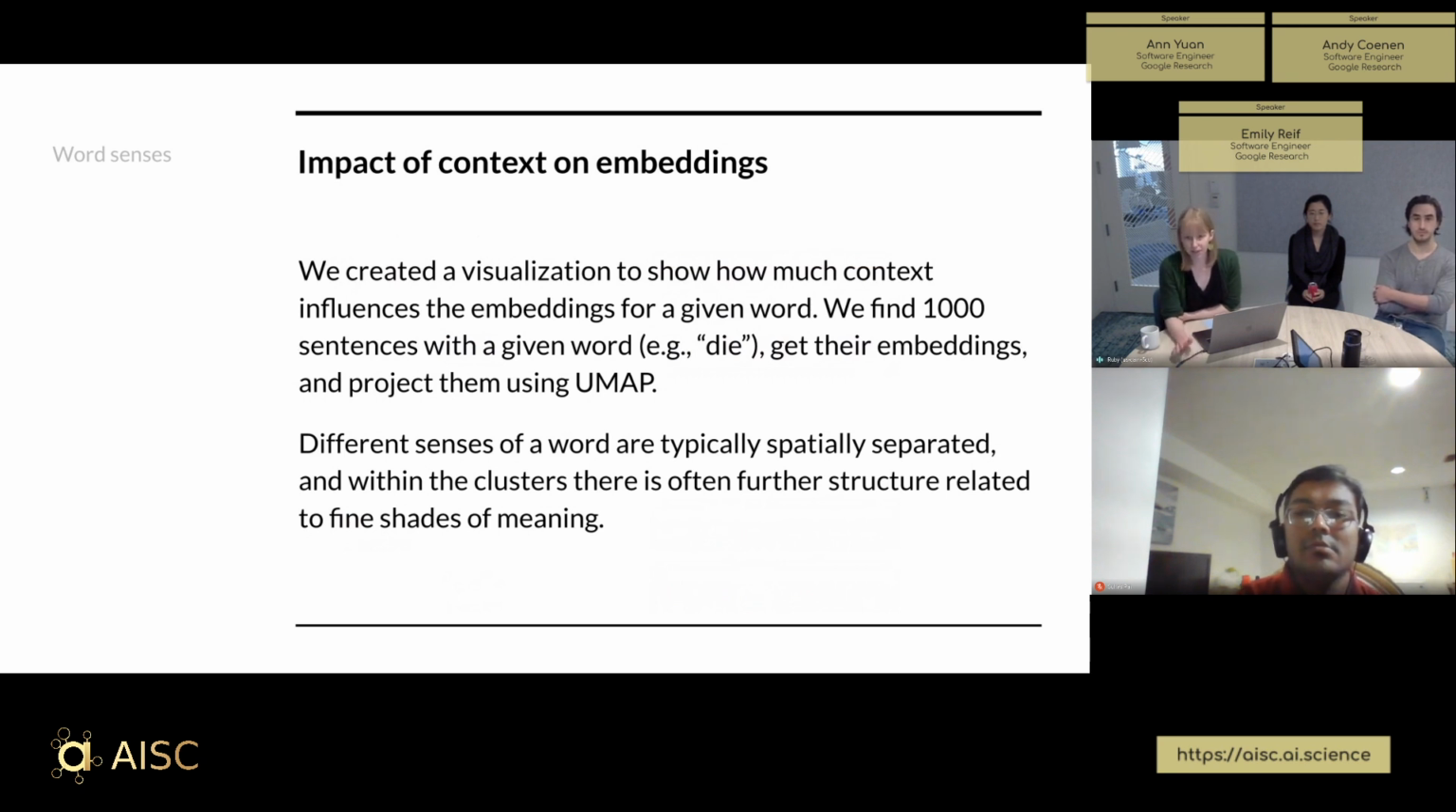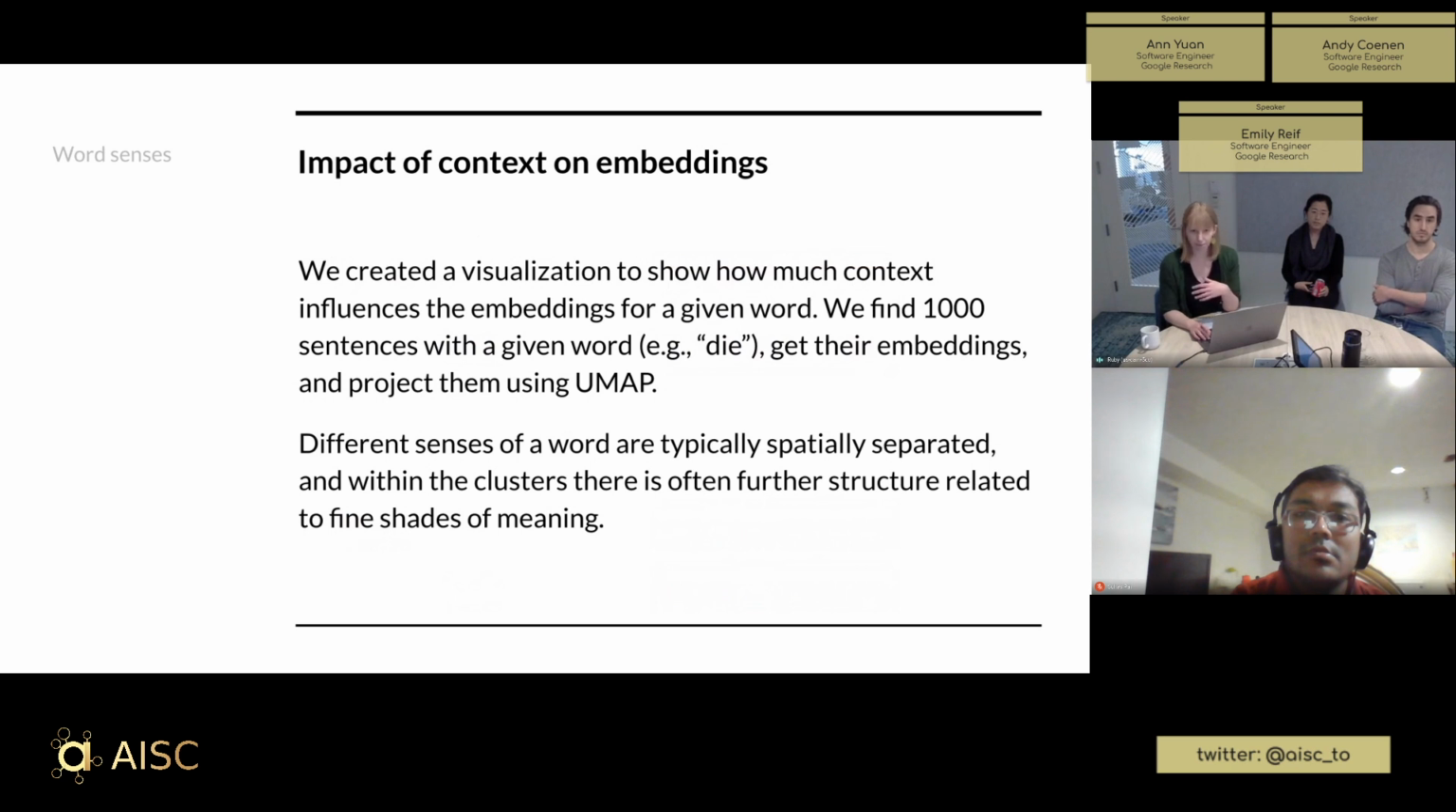So we created this visualization: basically for a given word, find 1,000 instances of that word in different sentences, get the embeddings of those words, and project them into 2 dimensions using UMAP. We did find overall, and I'll show you in a second, that the different senses of the word typically are spatially separated, and there is further structure relating to finer shades of meaning and tense and all sorts of things.